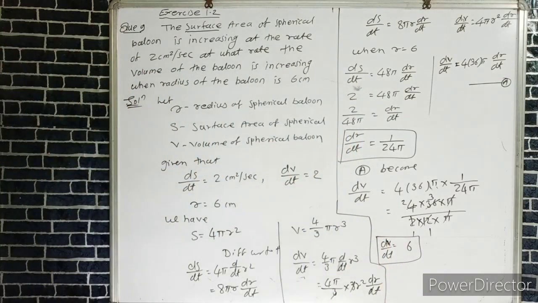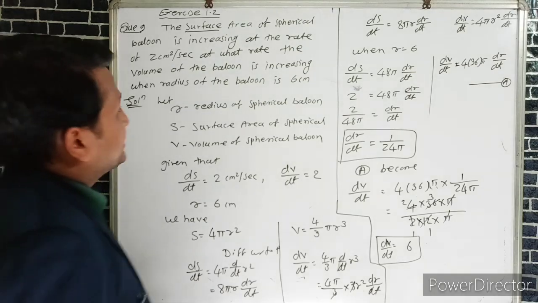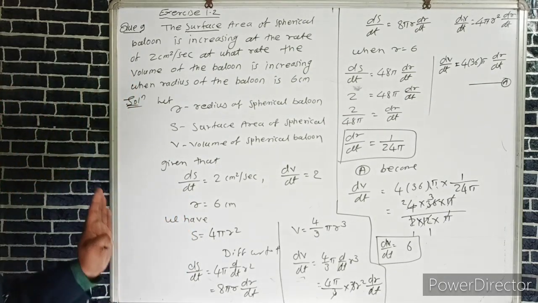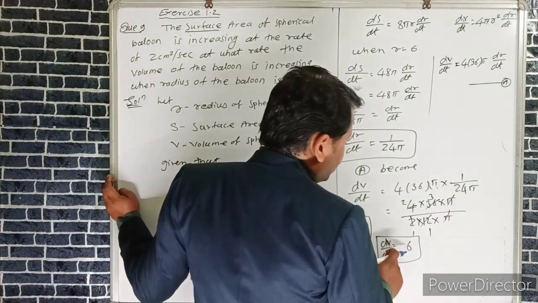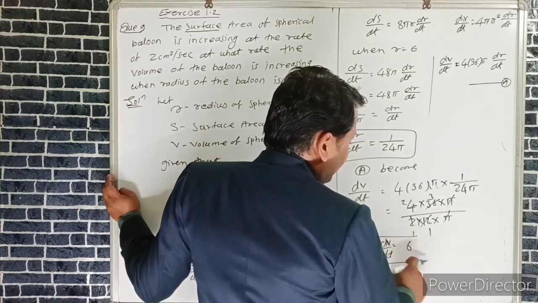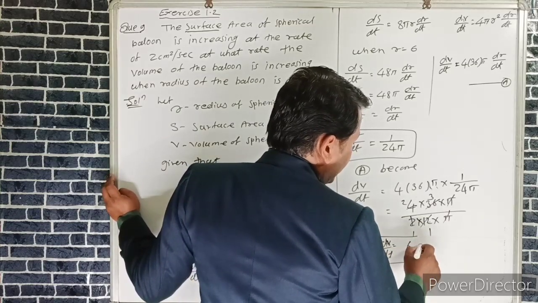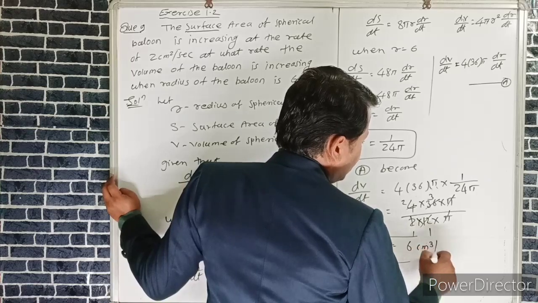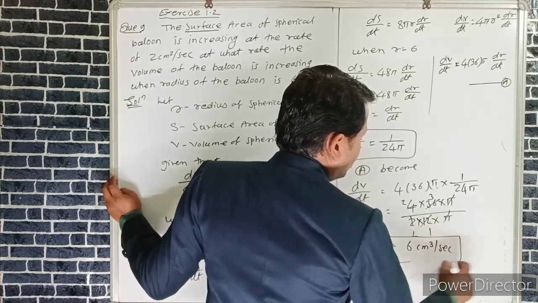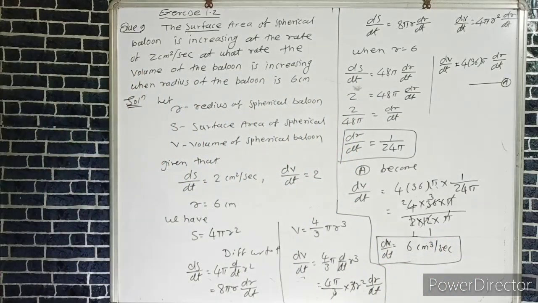Hence the rate at which the volume of the balloon is increasing when the radius is 6 centimeter is 6 centimeter cube per second, meaning the rate of change of volume with respect to time t is 6 centimeter cube per second, which is the required value.